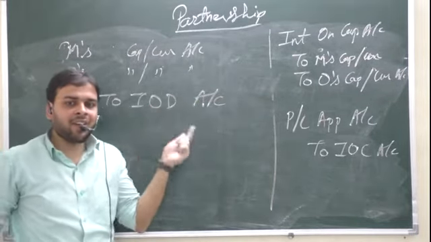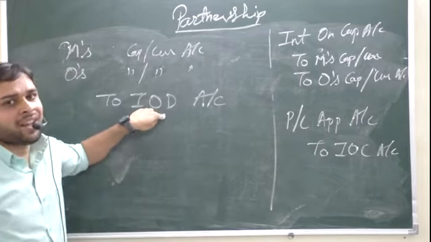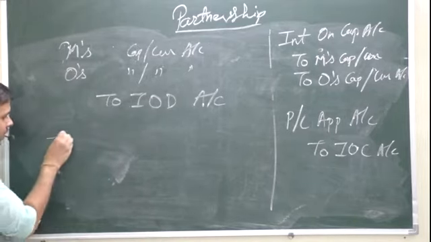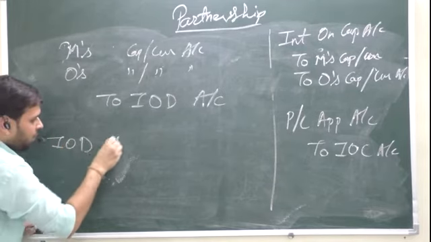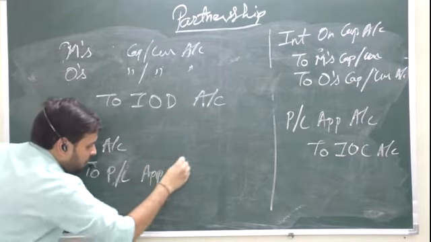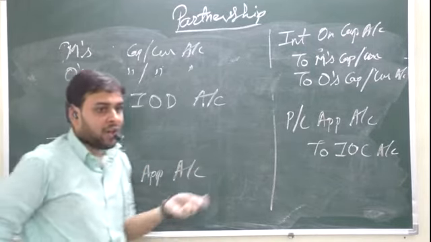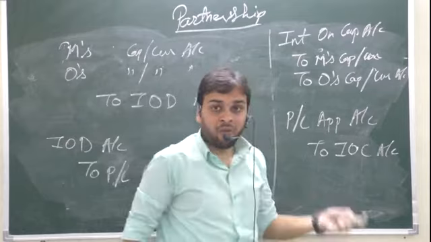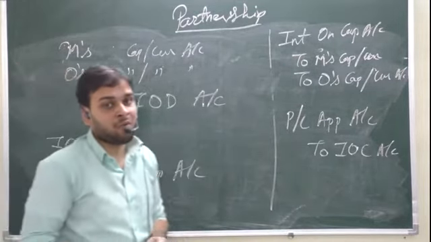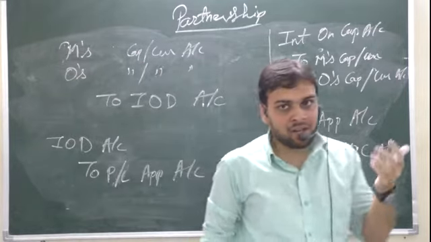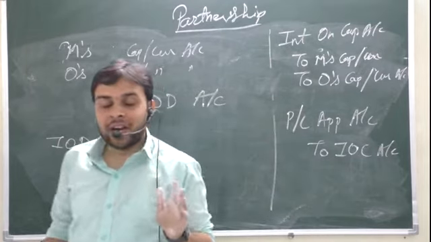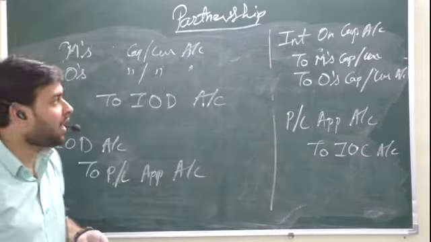As it is the income for the firm, it is credited, and the transfer entry for interest on drawing will be interest on drawing account debit to P&L appropriation account. Interest on drawing will be credited in P&L appropriation account, while interest on capital, salary and commission are debited in P&L appropriation account.